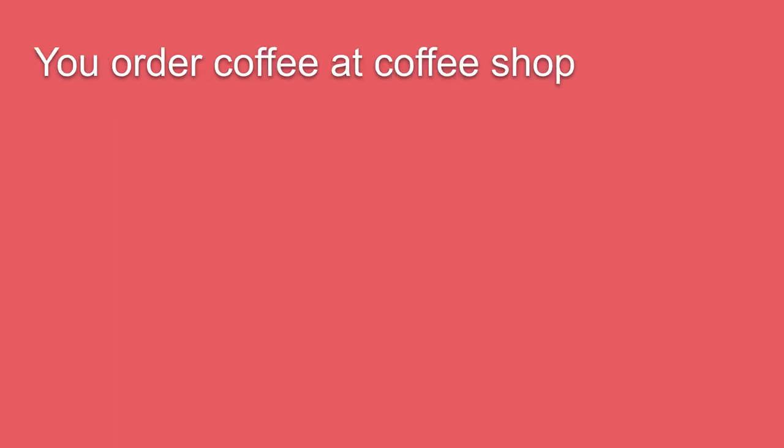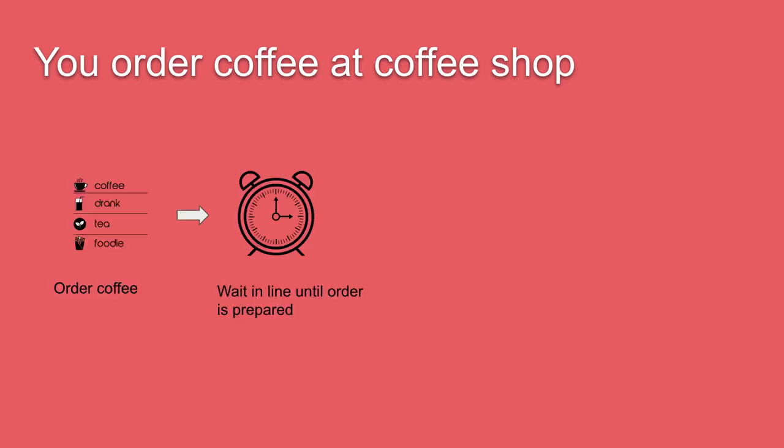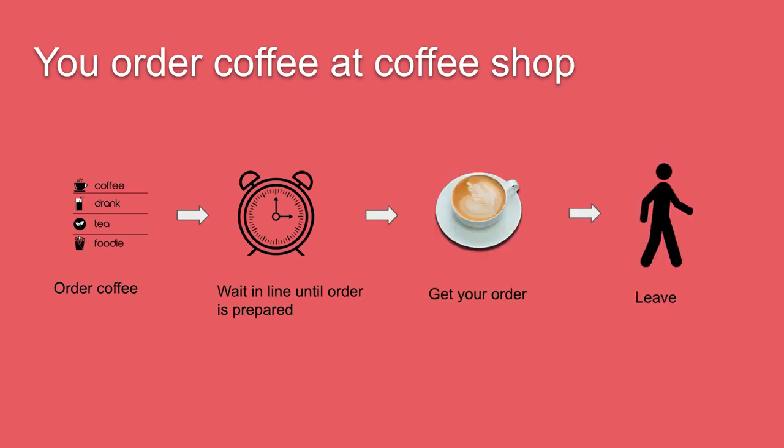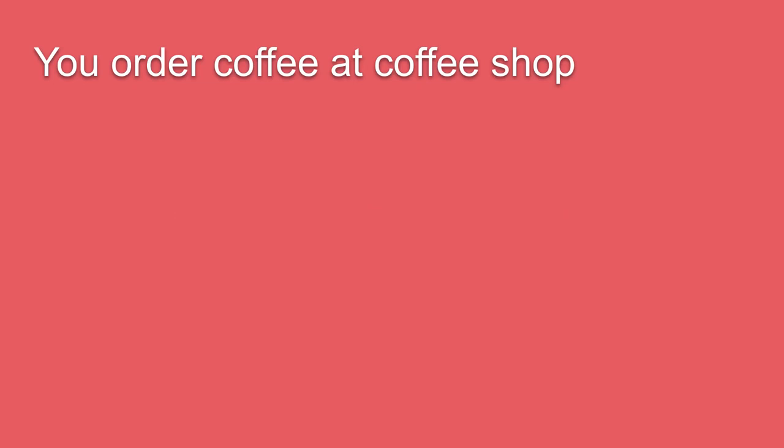Let us take an example. If you order a coffee at a coffee shop, what are the steps you will do? You will order the coffee, and then you will wait for your order to be prepared. And once your order is prepared, you will get your order, and then you will leave or do the next task. The same thing can be done in a different way.